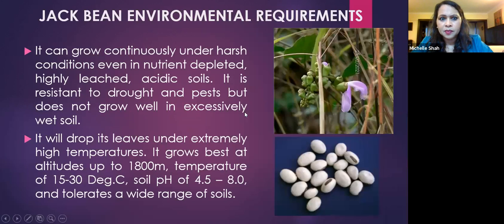The environmental requirements for growing the jack bean. It grows continuously under harsh conditions, even in nutrient depleted, highly leached acidic soils. It is resistant to drought and pests, but does not grow well in excessively wet soil. It will drop the leaves under extremely high temperatures and grows best at altitudes up to 1800 meters and temperatures of 15 to 30 degrees Celsius with soil pH of 4.5 to 8 and tolerates a wide range of soils. So the beans are this white coloration with purple flower.